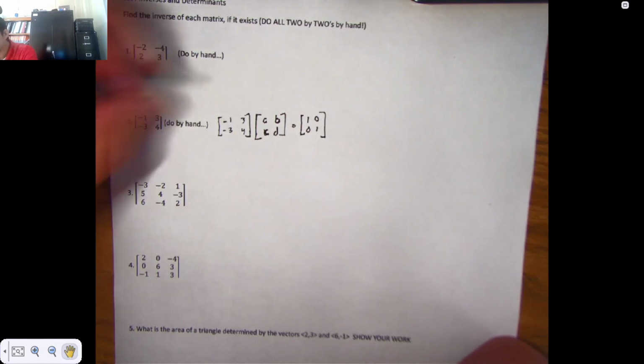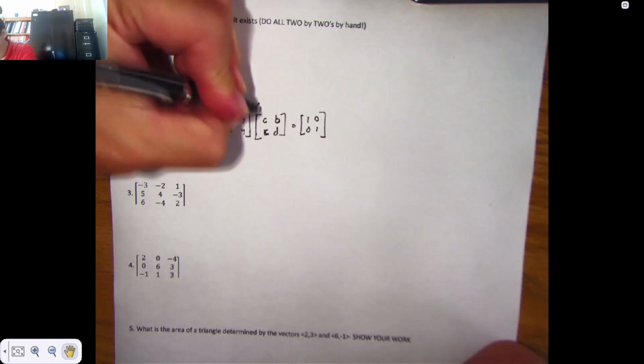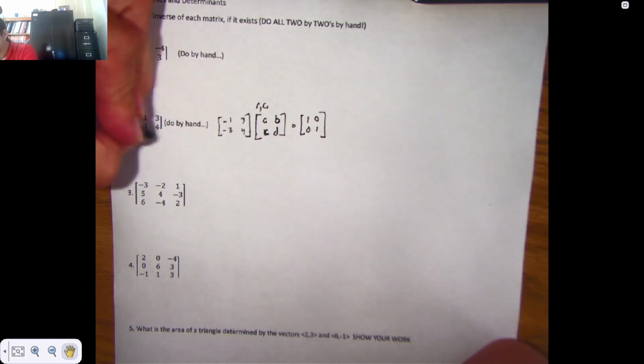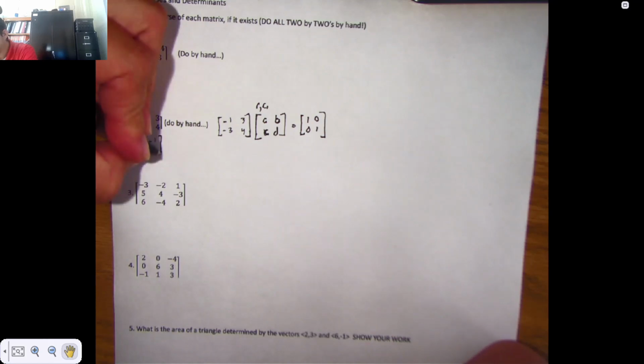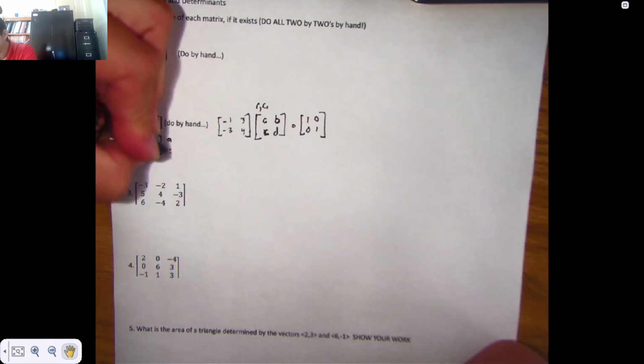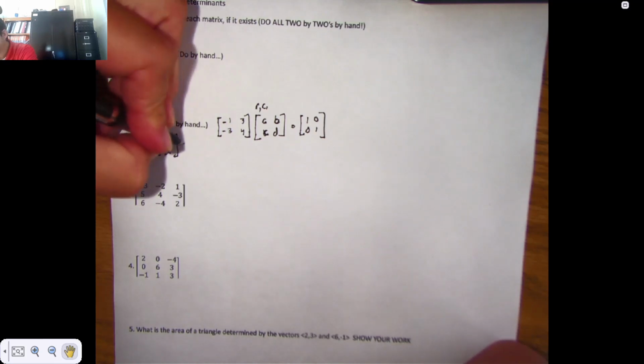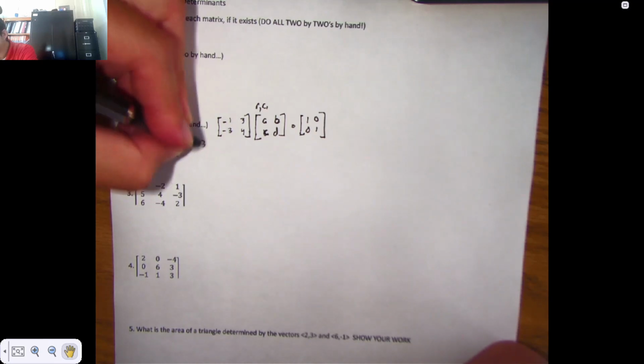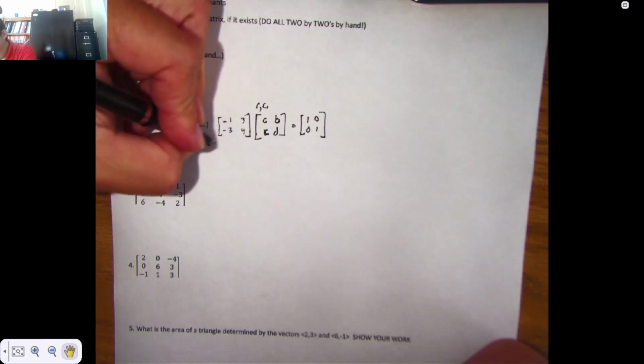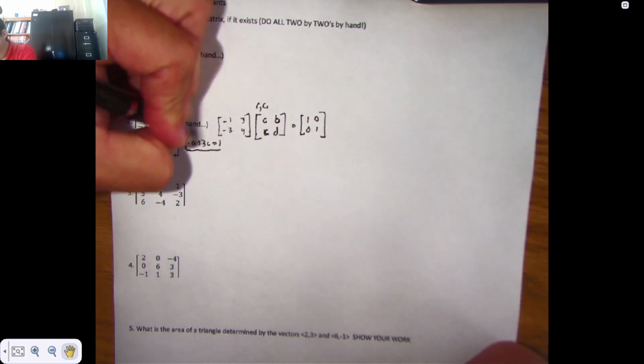And what we're going to do is think about our position here. This is row 1, column 1. So I need to take negative 1, 3, because that's row 1, and multiply it by A, C. And that gives me negative A plus 3C. And notice there's a 1 there, equals 1. There is an equation.